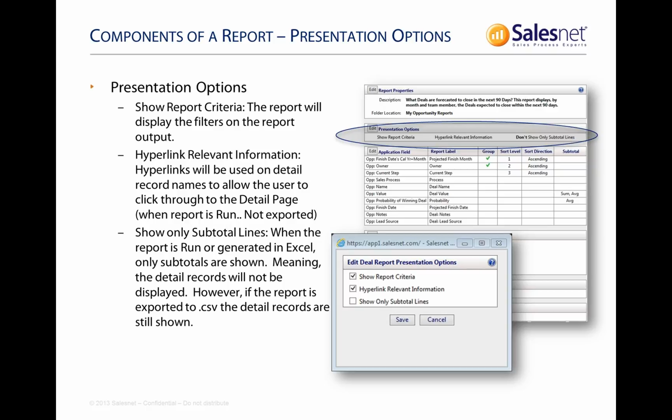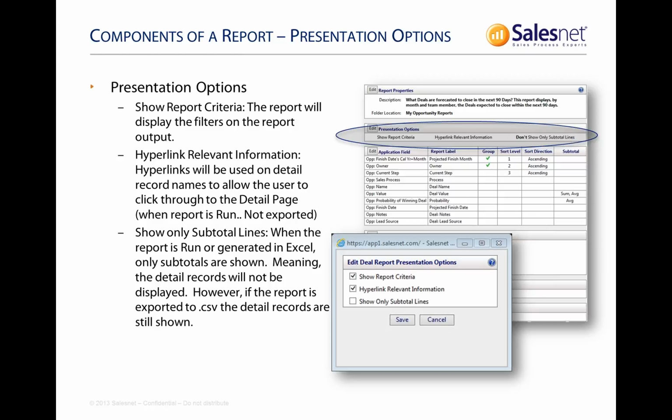The second checkbox is geared towards the generation of detailed reports, meaning reports that bring back lists of data. So if you're bringing back a list of companies and you include the checkbox for hyperlink relevant info, then it will provide a link on the company name so that you can launch right into the account detail.